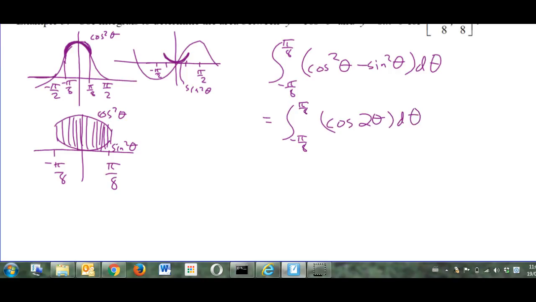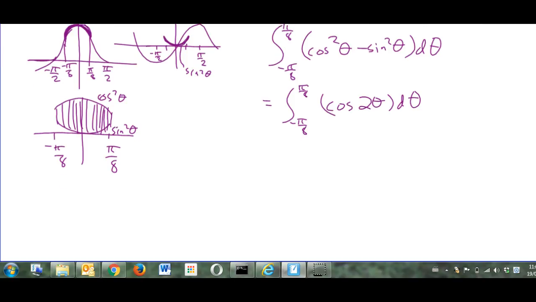It's going to be a heck of a lot easier to do the integral of cos 2 theta than to do cos squared and sine squared, right? So we need to do what? Well, actually we don't need to do anything fancy, do we? What's the integral of cos 2 theta? I don't need to do any u stuff, right? What's the integral of cos 2 theta? Half sine 2 theta, on the bounds from negative pi over 8 to pi over 8.